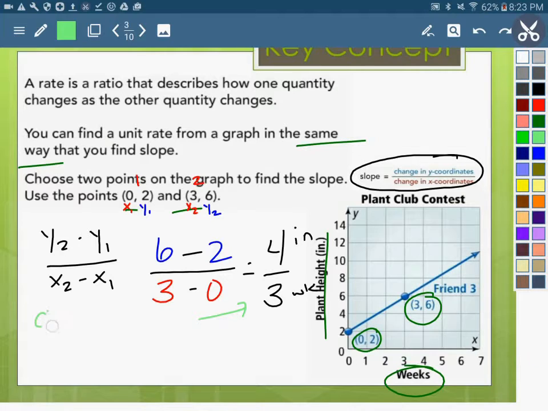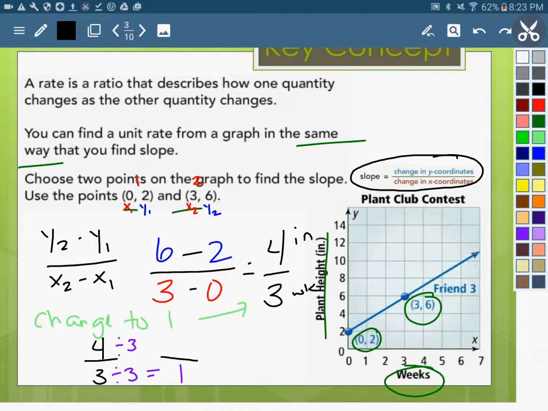So we need to change this to a 1. But we can't just cross off the 3 and make it into a 1. It still needs to be an equivalent fraction. So what we're going to do is we're going to divide both the numerator and denominator by 3 in order to make the denominator 1. Because 3 divided by 3 is equal to 1. That's our main goal, to make the denominator equal to 1.